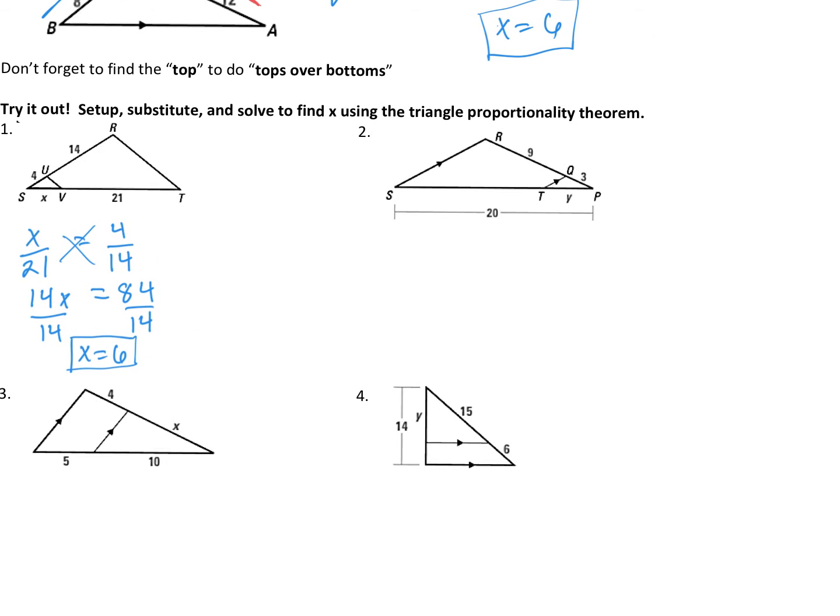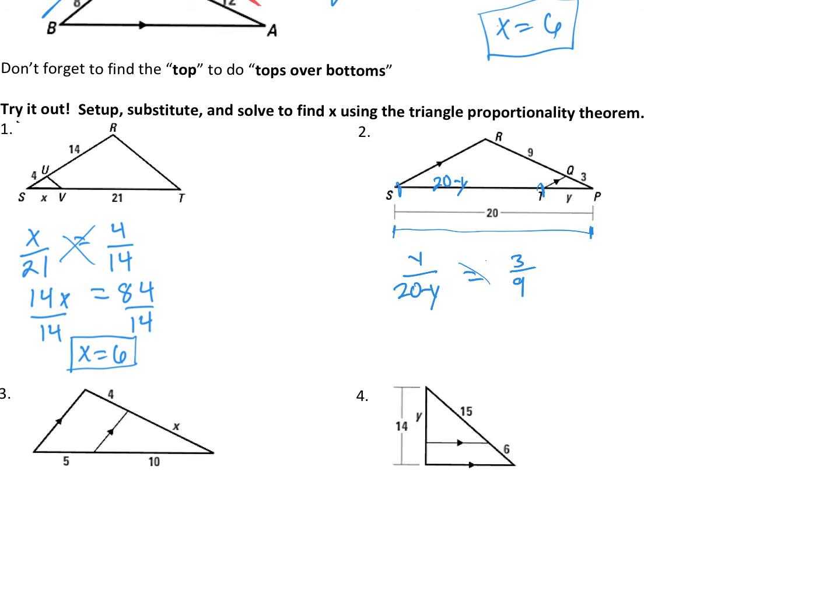Let's set this up again. We have this whole thing is 20. Well, this little part is not 20, but that part is y. So this little part is actually 20 minus y. So now when we set it up, we can say that y over 20 minus y should equal 3 over 9. We can still solve this.